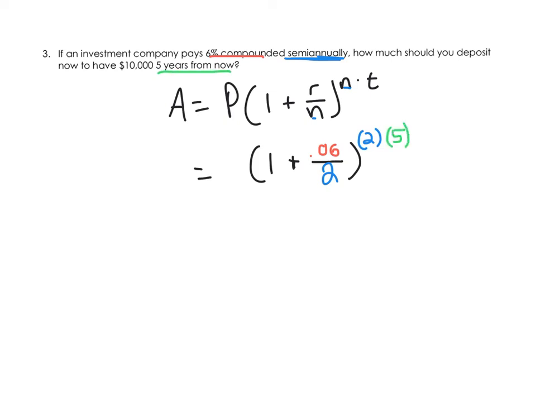Now this is where we want to be careful. They told us that it's going to be 10,000 at the end of this cycle. So we were actually given the final amount, and that's going to go in for A. We weren't given the principal. That's what we're trying to find.